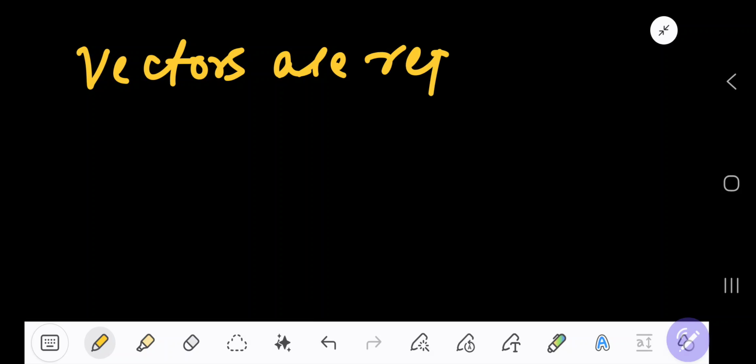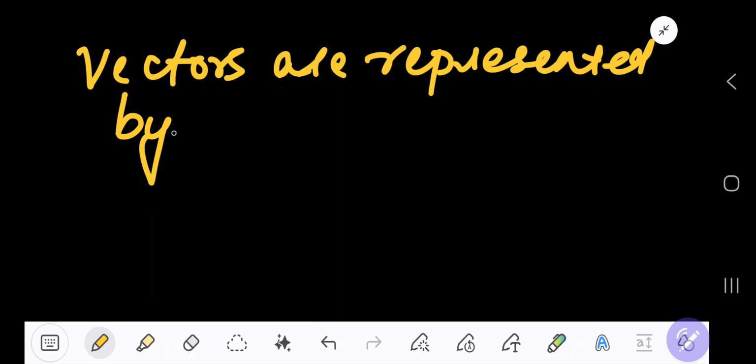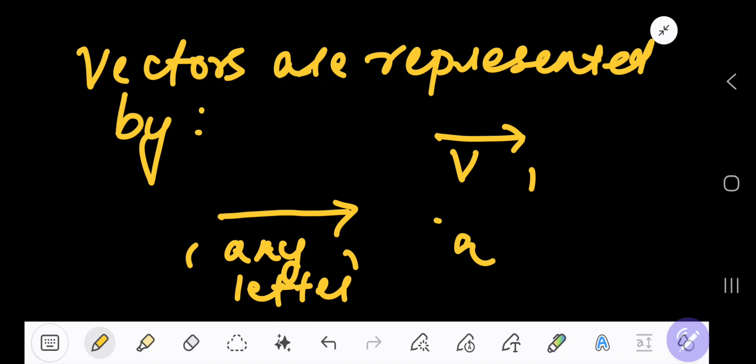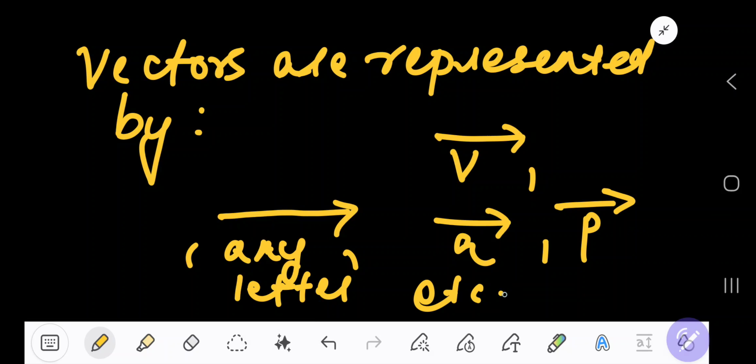So I'm just gonna revise once. Vectors are represented by the arrow with any letter here. So it could be v bar, which is velocity, a bar acceleration, p bar momentum, etc.